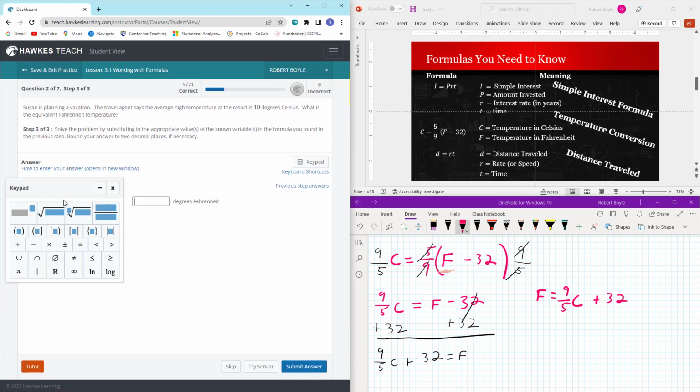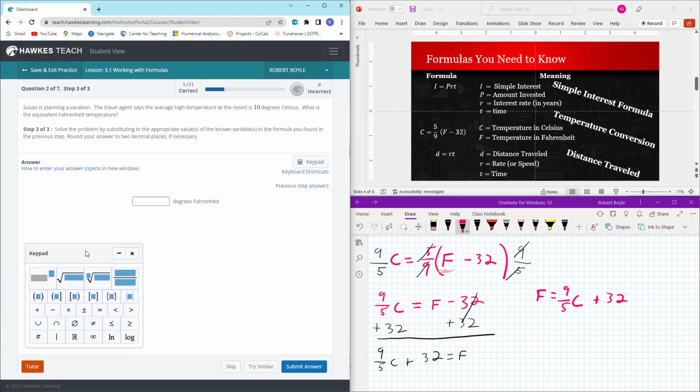Okay, now here we want to figure out what f is. Now here we have that c is 10 degrees. So what we want to do here is substitute 10 in for c, and then, pardon the expression, see what we get. So let's go ahead and do that. We know that c is equal to 10.